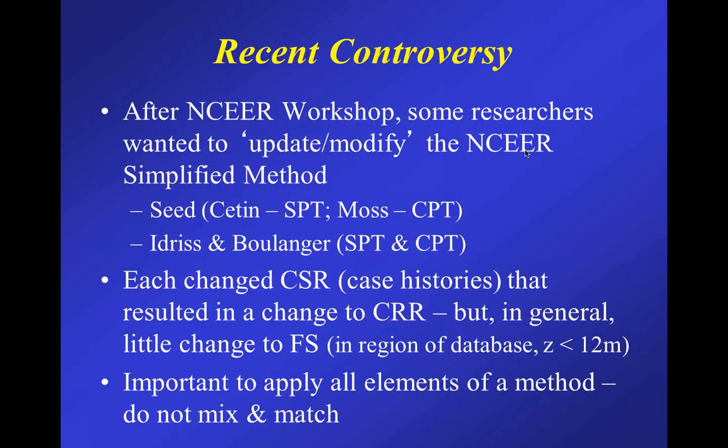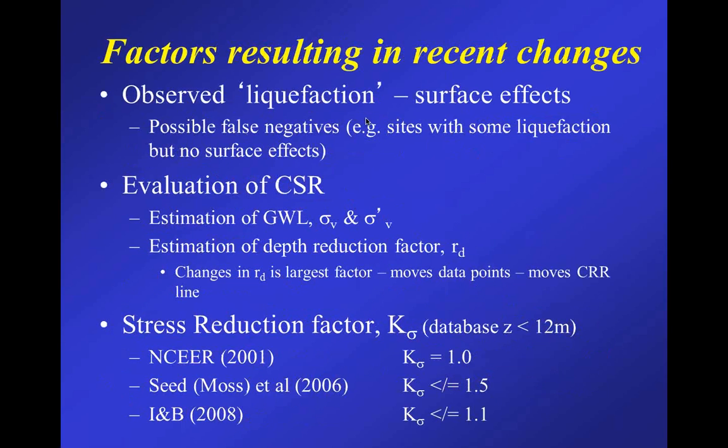So if you're going to use the NCR method, ideally you should use this ratio and the same component for cyclic resistance. Don't mix and match. You can't use the Idris and Bollinger method to get the cyclic ratio because they're not a matched pair. That's where the risk is, because there are probably a lot more sites than just a few.